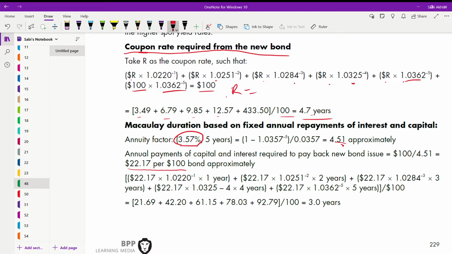Macaulay duration means what you have to multiply. You have to multiply each year by the discount factor: 1 year, 2 years, for 3 it is 3, for 4 it is 4, for 5 it is 5, divided by 100, is 3 years. Make sure that these steps are there. Numbers. Don't just try to put everything in a calculator and put the final answer.